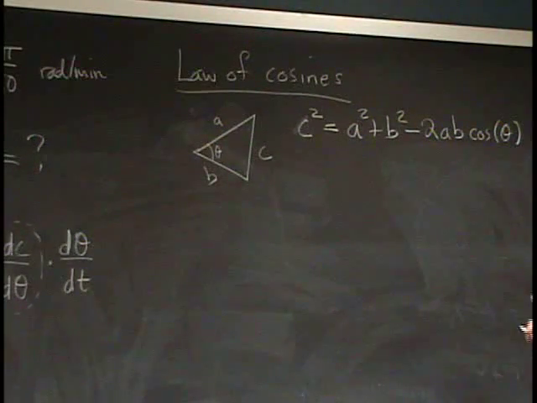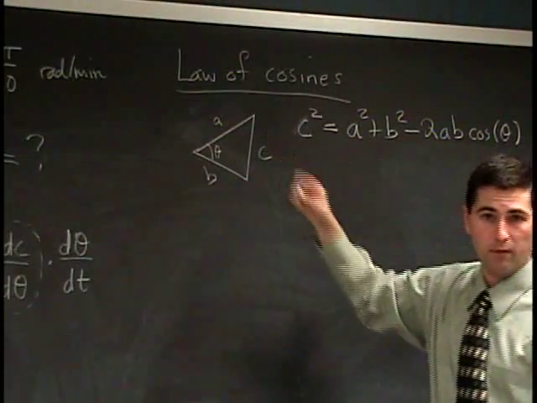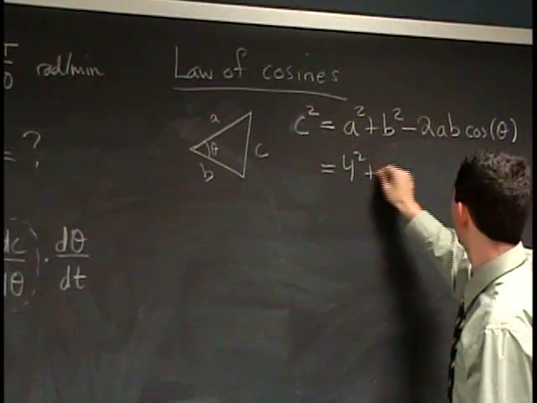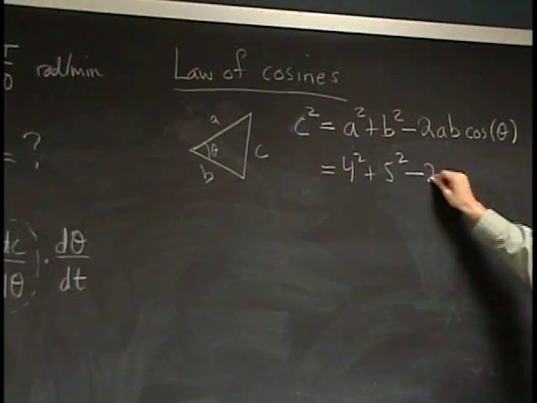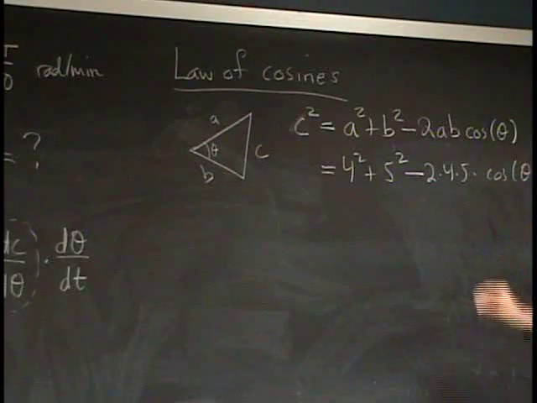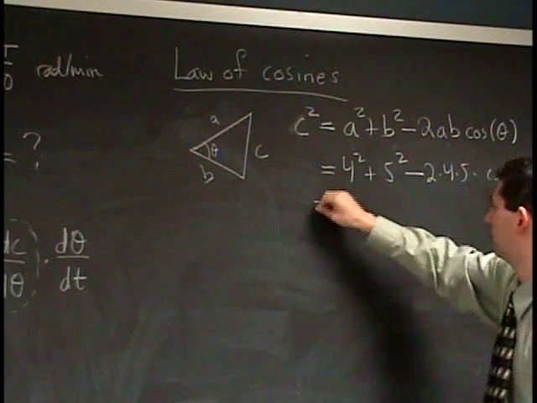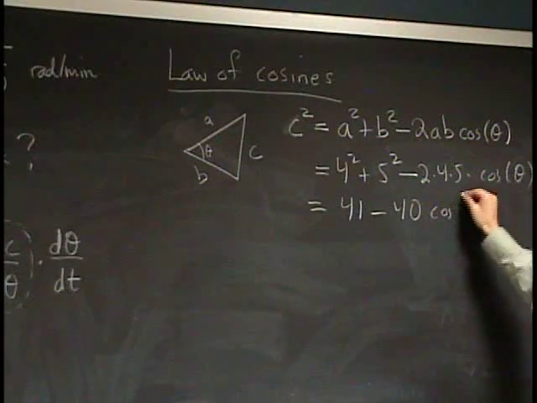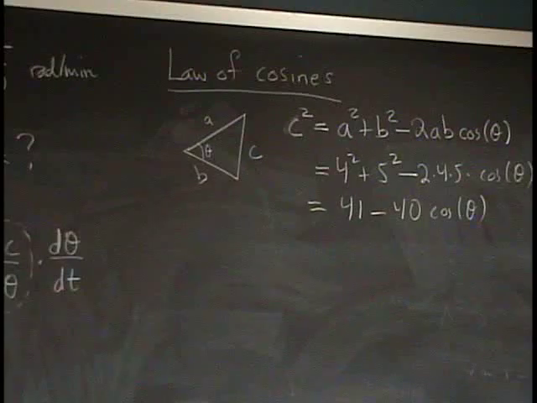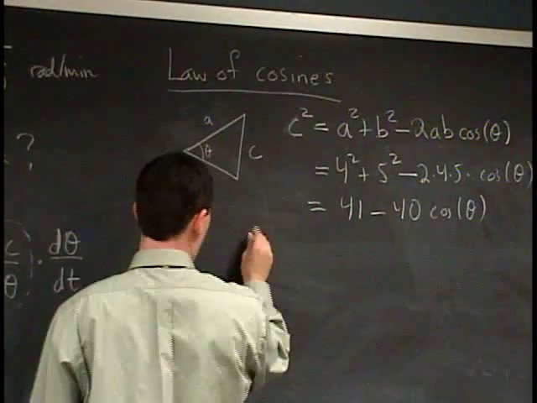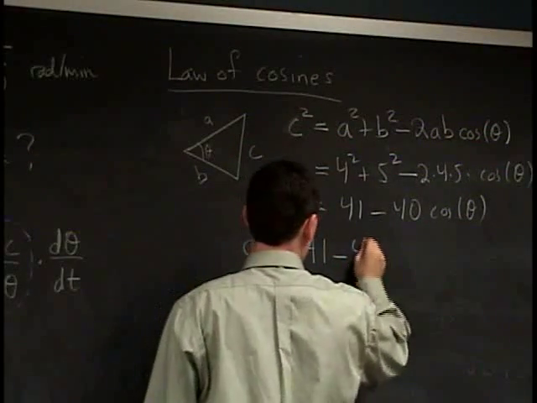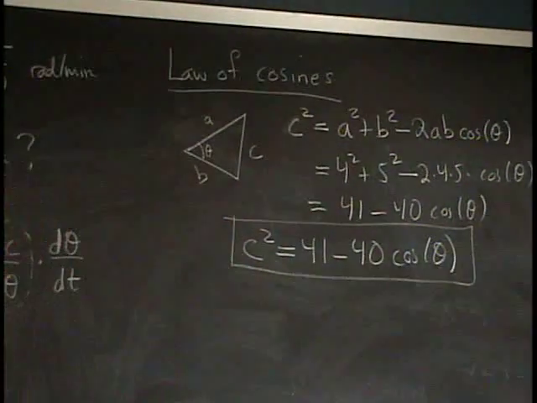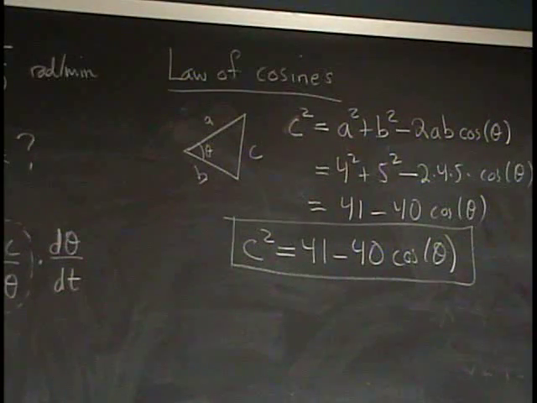Okay. So in our case, we have a triangle, and we know what A and B are. They're actually 4 and 5. So we get 4 squared plus 5 squared minus 2 times 4 times 5 times cosine of theta. And of course, we can do some arithmetic. 16 and 25 is 41, minus 20 times 2 is 40, cosine of theta. So I have now c squared equals 41 minus 40 cosine of theta. I now have an equation that relates the side length c to the angle theta.